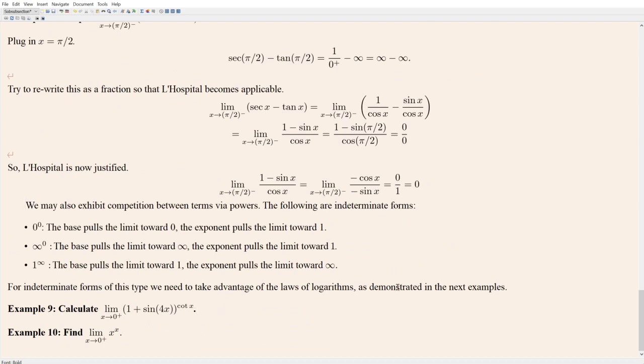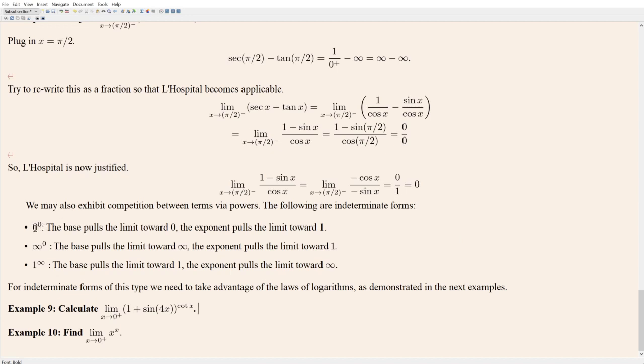So, one more class of indeterminate forms may be obtained from powers. And again, the common theme behind all the indeterminate forms is that it is a limit where there is some sort of competition between the two factors. So, the following are indeterminate.